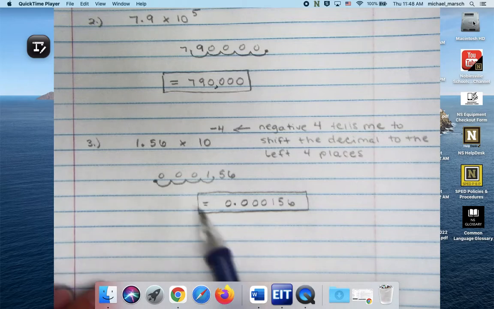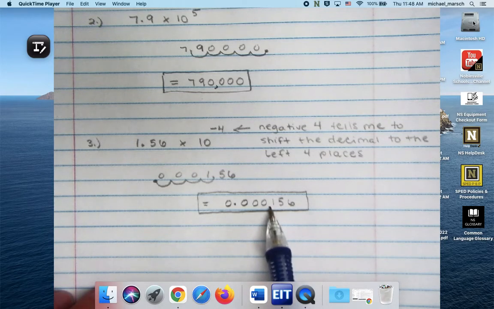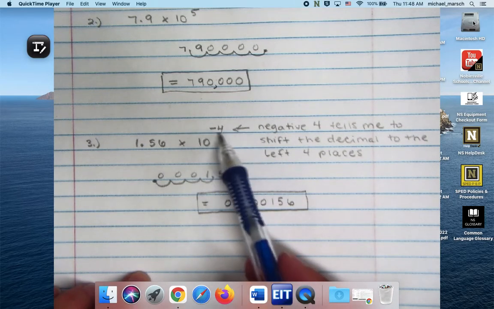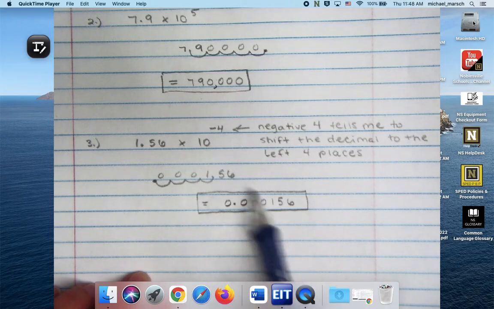So there's only 3 zeros, but that's because I had this 1 here. So 1, 2, 3. Did I read your mind? Is that what you were thinking? Yep. So this number doesn't tell me how many zeros. It just tells me how many places to move, and then I fill in the zeros.